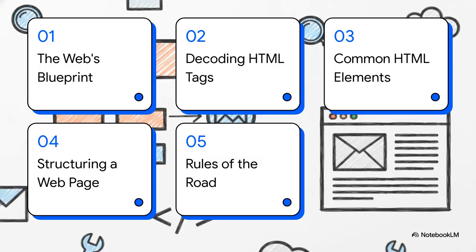Here is our roadmap for today. We'll be covering 1. The web's blueprint. 2. Decoding HTML tags. 3. Common HTML elements. 4. Structuring a web page. And finally, 5. Rules of the road.